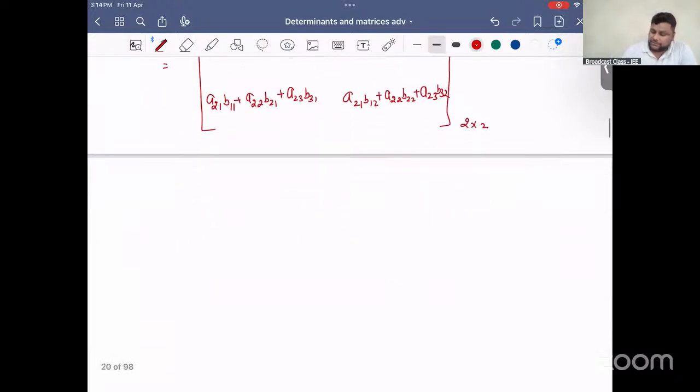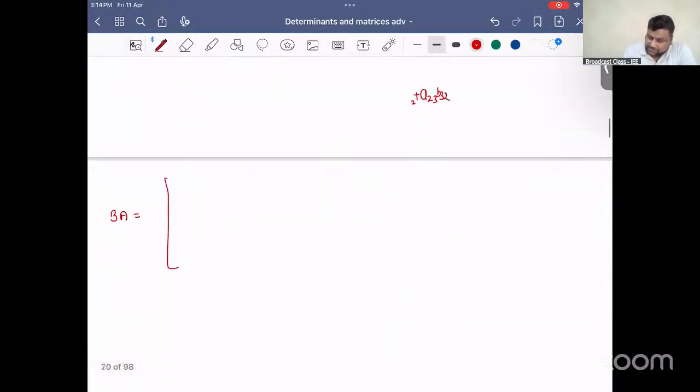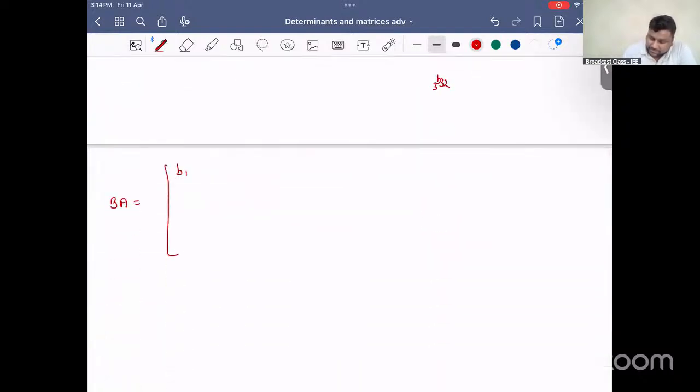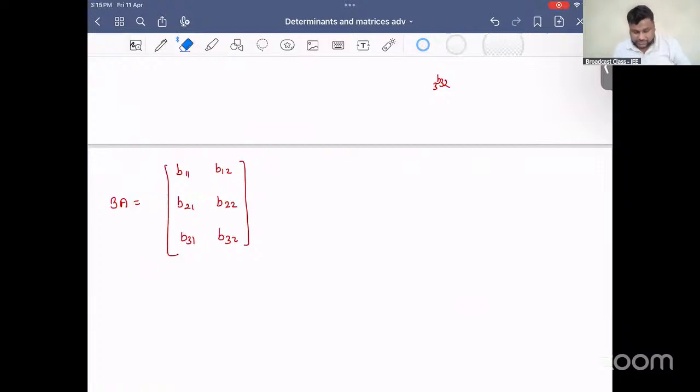Now, suppose we want to find BA. What is B? B is B11, B12, B21, B22, B31, B32. Just a moment, my screen hanged.